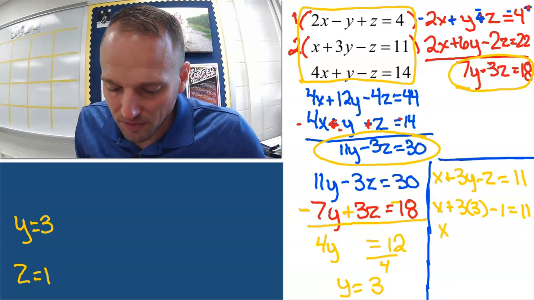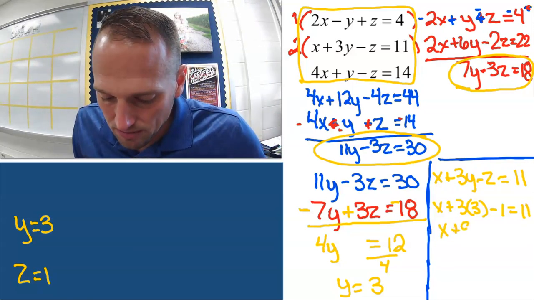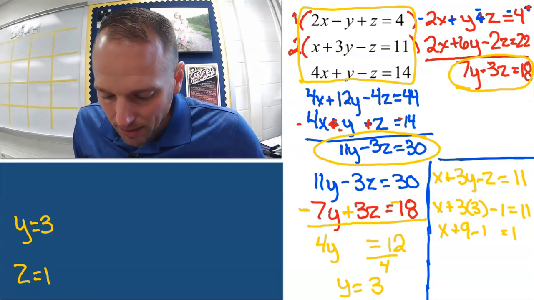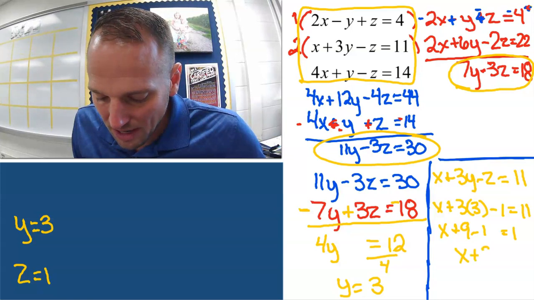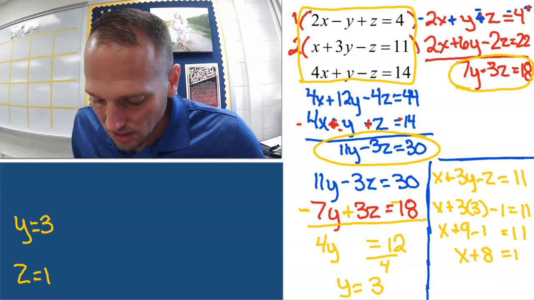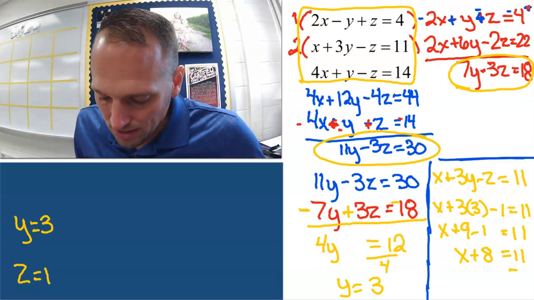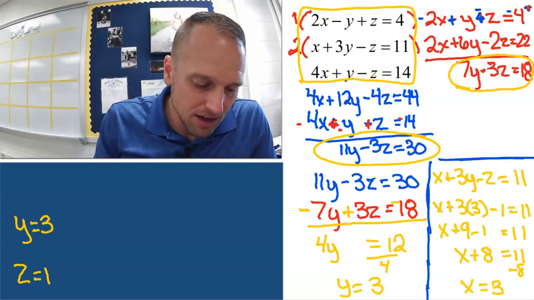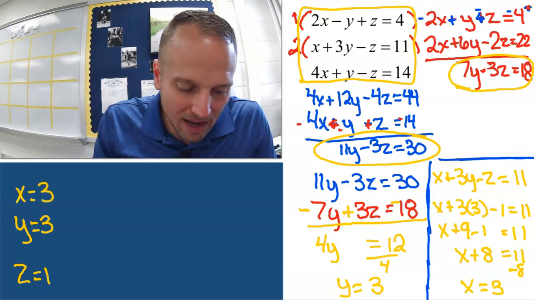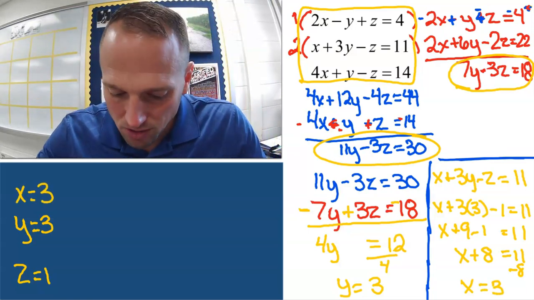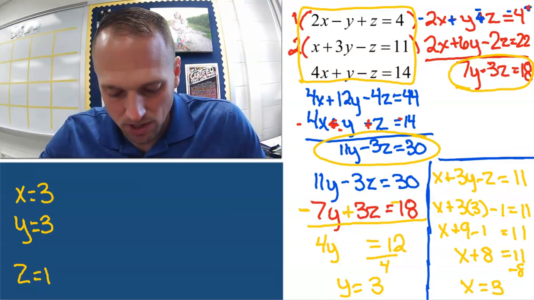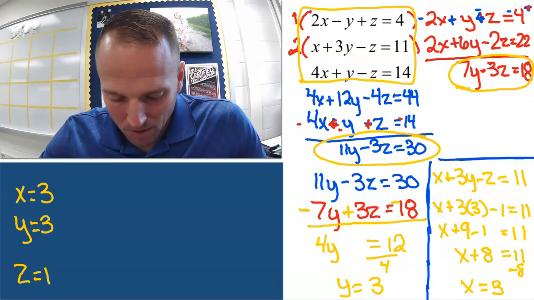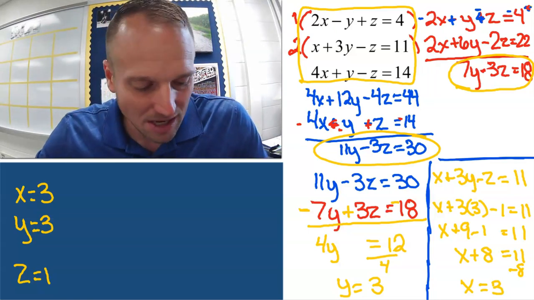So let's see. Let's simplify this. 3 times 3 is 9, minus 1 equals 11. Okay, and 9 minus 1, that's just going to be 8. So we've got x plus 8 equals 11. Subtract the 8, we're going to get x equals 3. So that is our last variable that we have to solve for. So we've got x equals 3, y equals 3, and z, I don't even remember, oh, z, I erased that one last time, z equals 1.